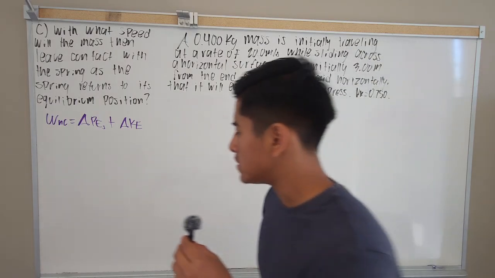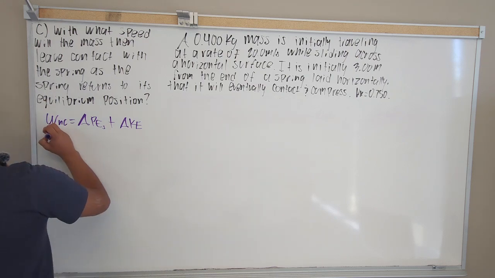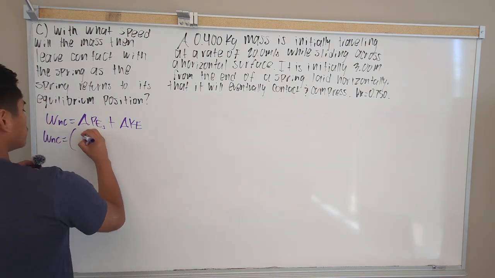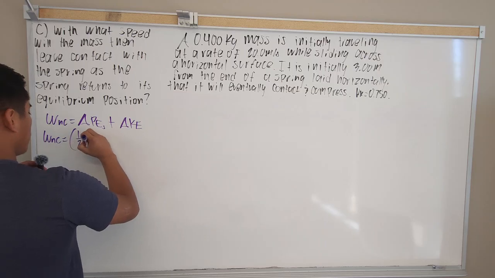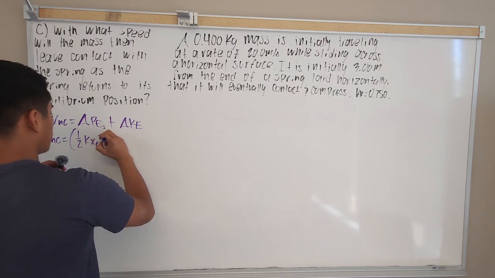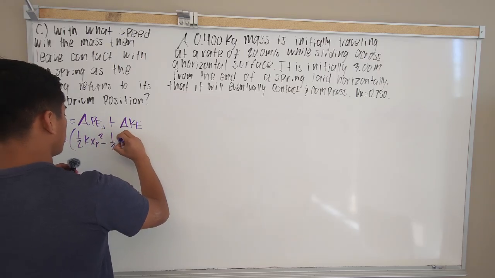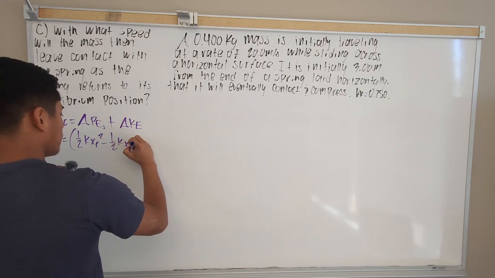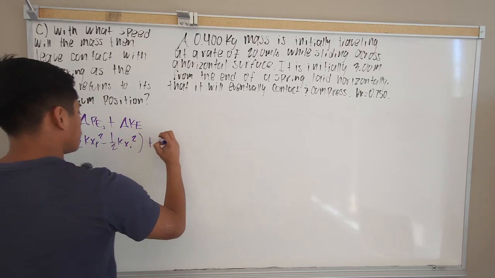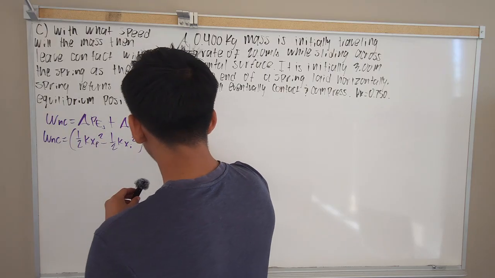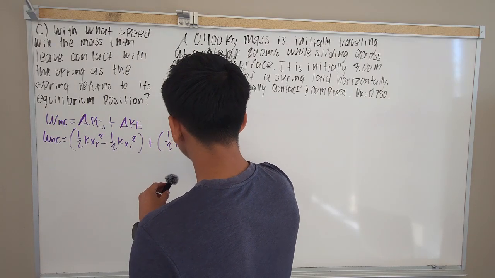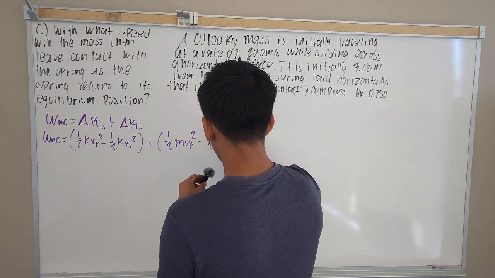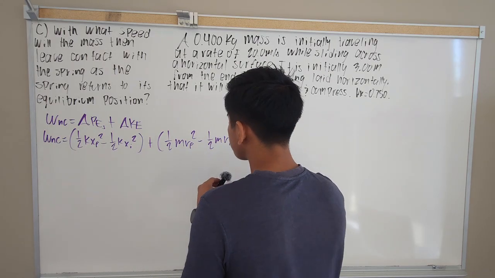So I'm going to go ahead and expand this. So we have the work done by the non-conservative forces is equal to 1/2 kx final squared minus 1/2 kx initial squared plus 1/2 mv final squared minus 1/2 mv initial squared.